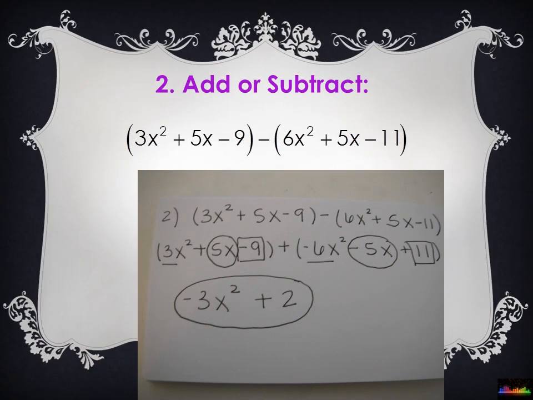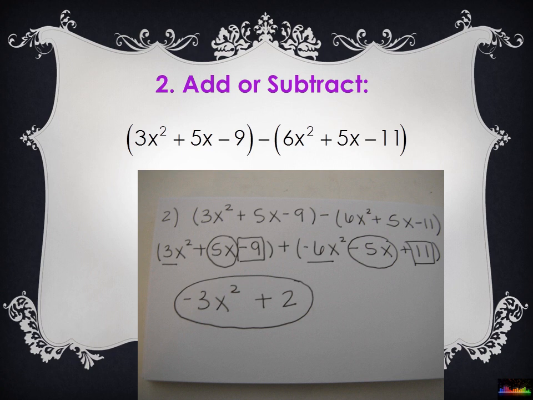This problem asks us to subtract two polynomials. You have to use the same idea that you do in adding. You can only combine things that have the same terms. So that means only the terms with the x squared can be subtracted, only the terms with the x's can be subtracted, and then the constants are subtracted from each other.